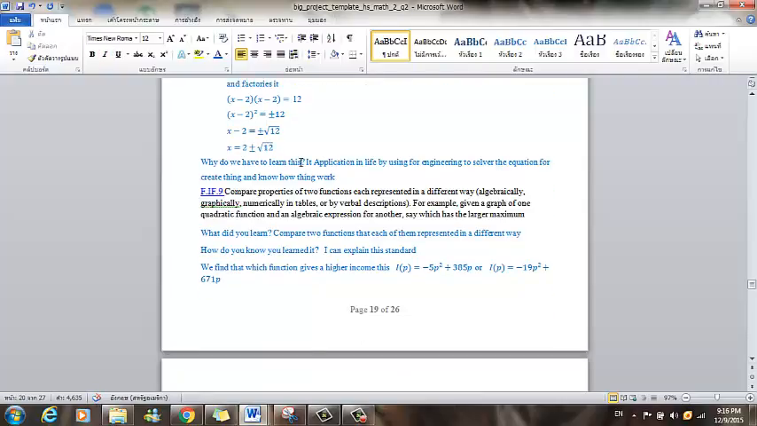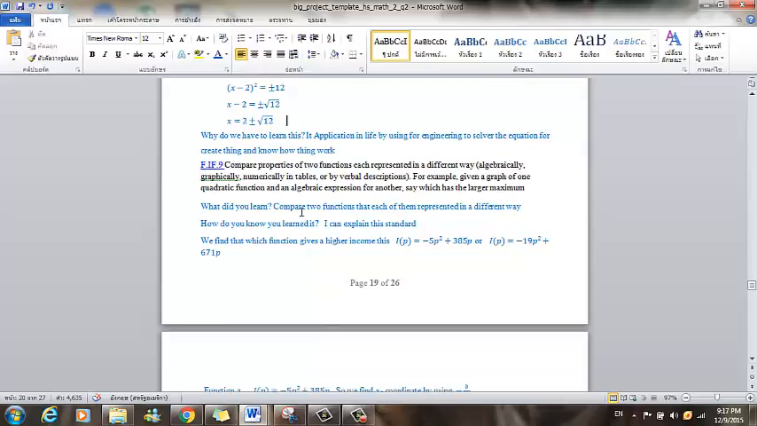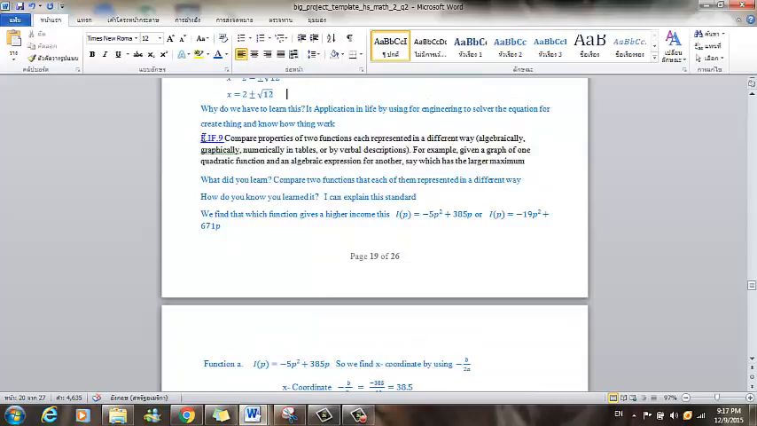Why do we have to learn this? Because it has applications in life, used in engineering to solve equations, to create things and know how things work. Next is FIF9.